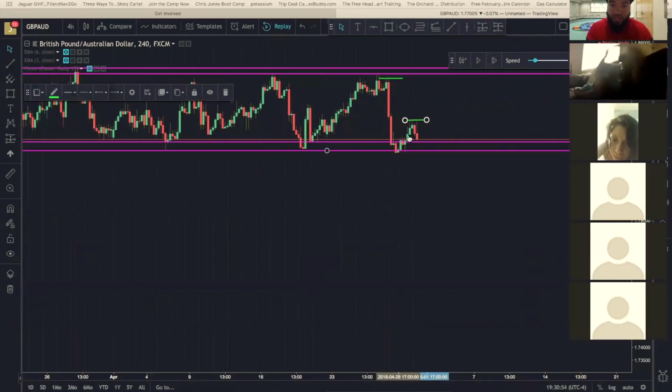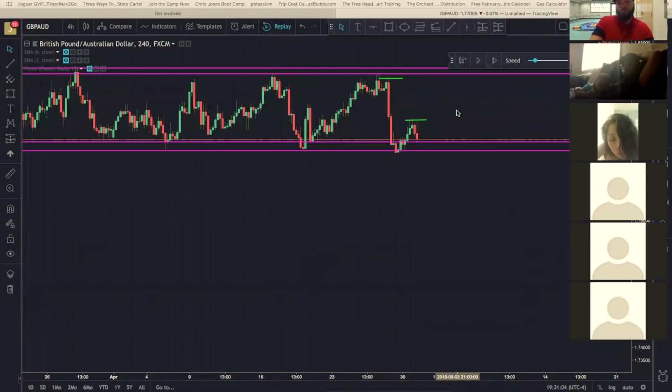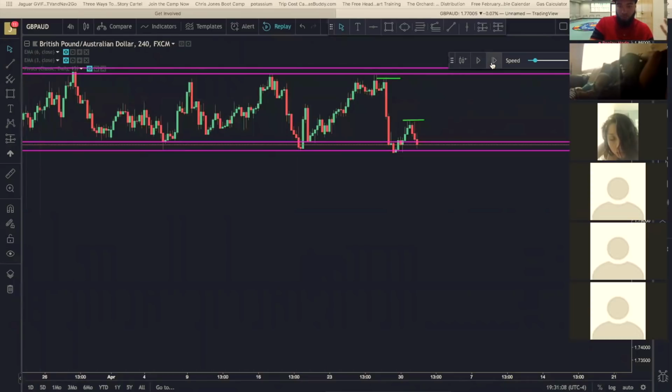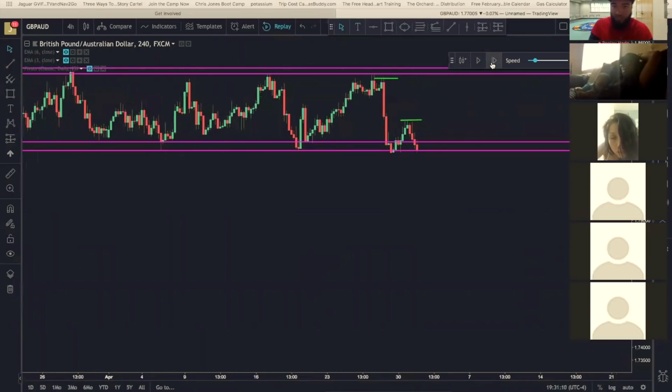If price made a lower high, that means we're kind of going down. We can't be going up if we're making lower highs. So already you need to note that. Price came down into the zone, and we need to be paying attention.